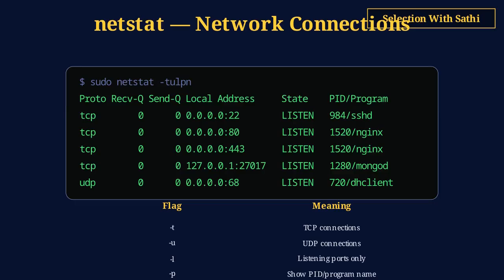ss is the modern replacement for netstat. It's faster and provides more detail. Use the same flags: ss -tulpn. A common check: netstat -tulpn | grep :80 shows what's listening on port 80.